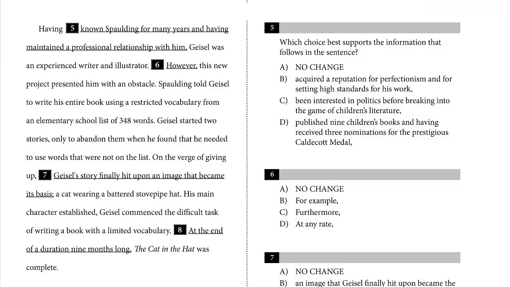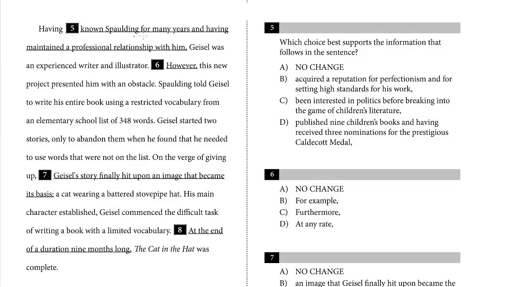In this lesson, we'll continue a review of Writing Test 10, Section 2. We're still on the first passage, How a Cat in a Hat Changed Children's Education. We're on question 5. And if you recall in the previous paragraph, Spalding recommended Theodore Geisel, who was known as Dr. Seuss, to write these children's books that would capture the interest of the young readers.